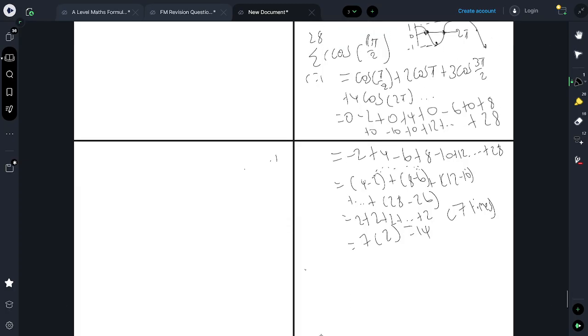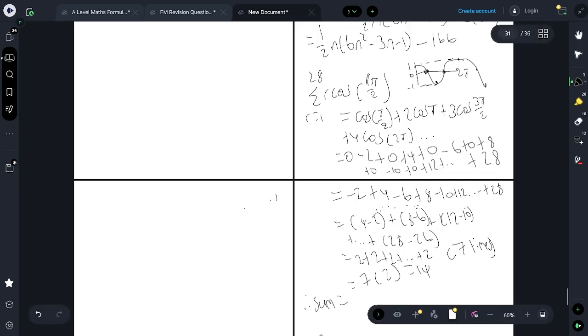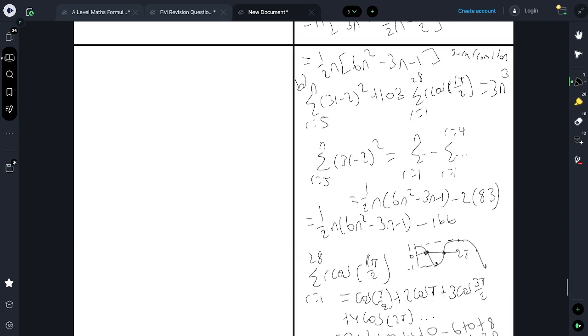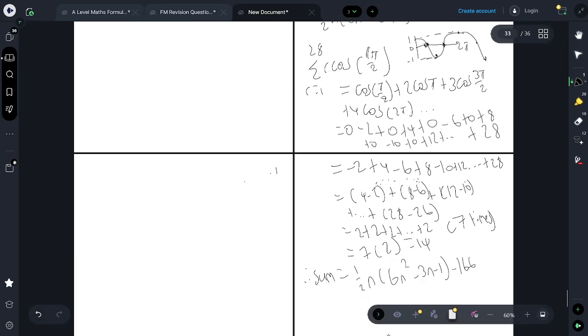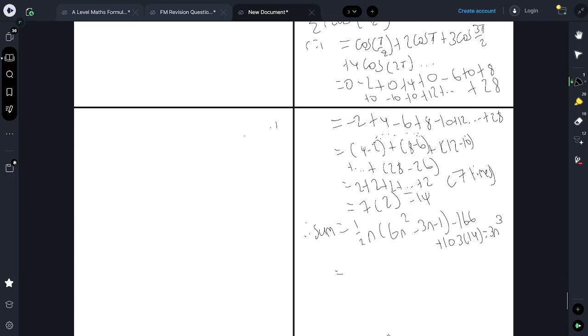So therefore, the sum is the first bit, which was a half n, I forgot to say, a half n of, not n, sorry, it's 6n squared minus 3n minus 1, minus 166. Add, now it was 103 lots of that, wasn't it? So it's 103 lots of 14, which is equal to 3n cubed. Well, if it's n cubed, we're going to have to expand it, aren't we? Unfortunately.